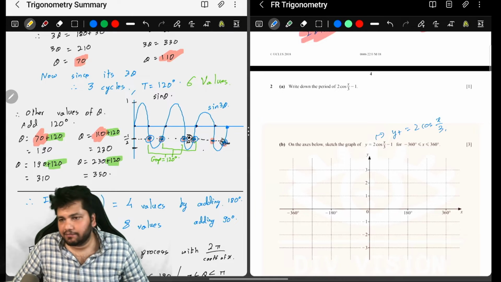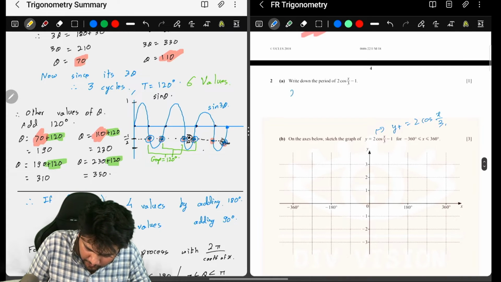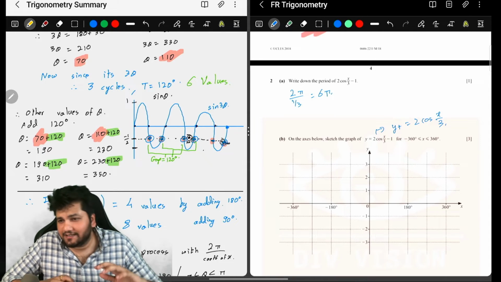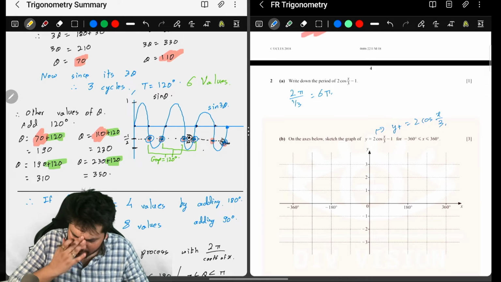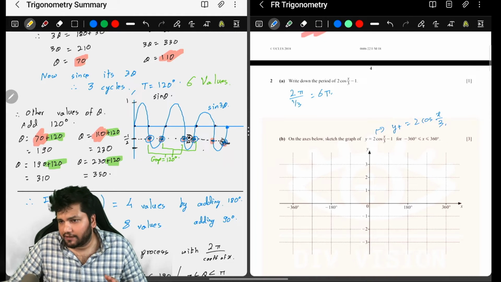Now they are asking you the time period. So the time period is going to be what? According to the formula, it's going to be 2 pi by the coefficient of x, which is 1 by 3 here, and this is going to be 6 pi. Obviously this is a slower graph because we are dividing it by 3, that's why x by 3. So we are getting 6 pi as the time period. So this is quite a slow graph, like literally a slow graph.